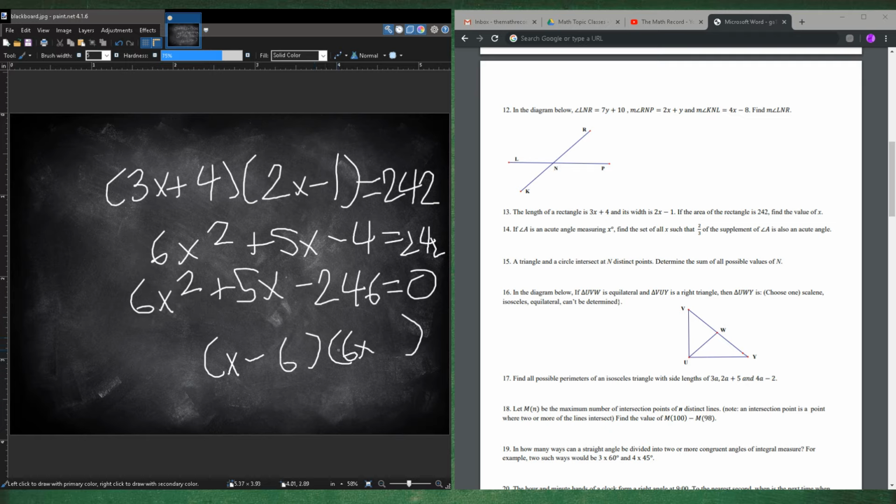Which, it can't be this one, because this is already x times 2 minus a negative. So if x is negative, then this can be overall negative, and you can't have a negative width. So the x value would just be 6. So the answer would just be 6.